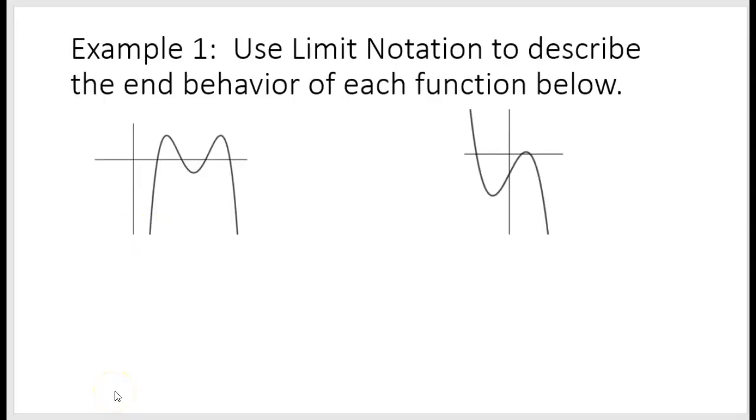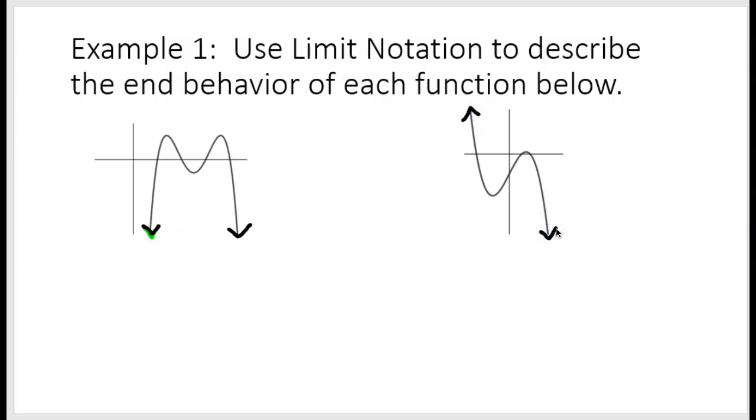Okay, so let's take a look at example 1 here. Use limit notation to describe the end behavior of each function. Now, when I made these, I didn't put arrows, so I'm going to go ahead and put arrows on these now because the point is they go on forever, right? And I don't want us to miss that fact. So the arrows mean it just keeps going.